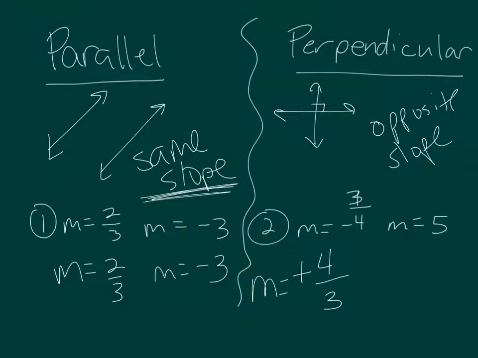For this one over here, m equals 5. If your slope is positive 5, the 5 is actually over a 1. So if I flip that, I would get m equals 1/5. But since my slope was positive, my perpendicular slope has to be negative.